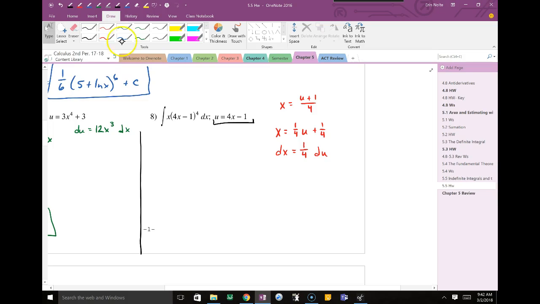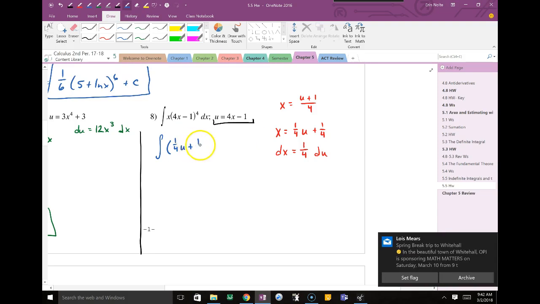So let's see, I'm going to write this in blue. So the first piece I have is x. What is x equivalent to? 1/4 u plus 1/4, right? We just wrote that.